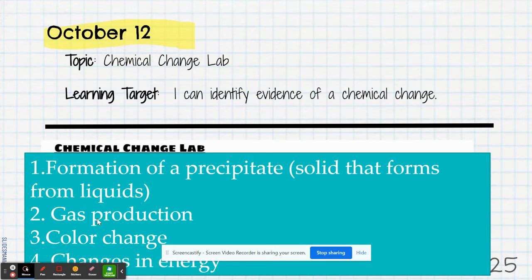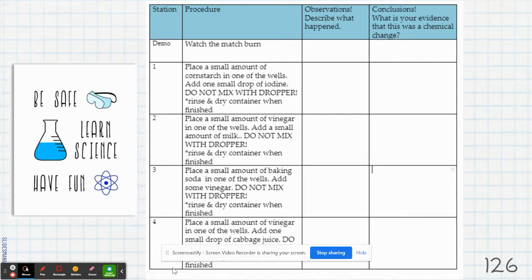The 4 that I put down is the formation of a precipitate. Remember, that's a solid that forms from liquids, the production of a gas, a change in color, or a change in energy. Other things you maybe put down were a change in light production. You could have put a sound is produced, etc.